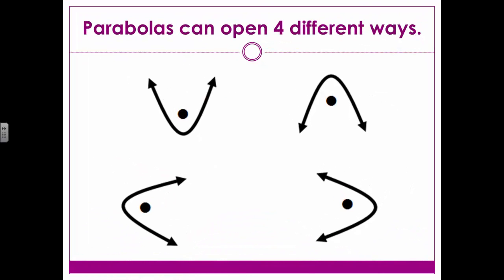Parabolas can open 4 different ways: up, down, right, or left. You really need to start thinking about this focus point, which is the one that we can see in the picture as these dots. That's what it is wrapping around. The parabola wraps around the focus point.